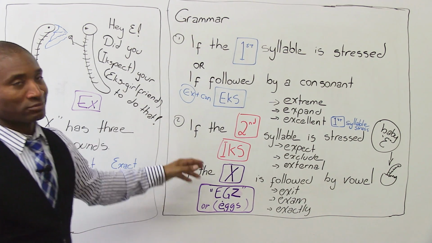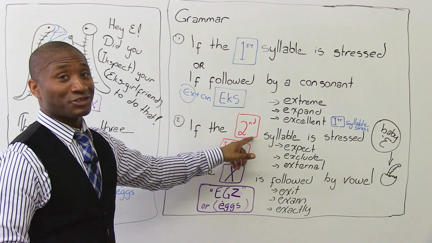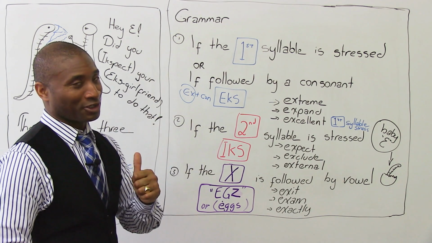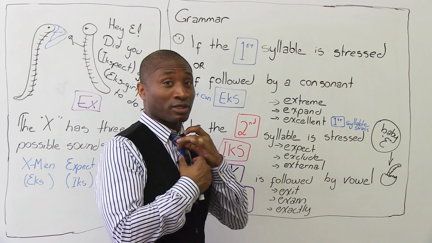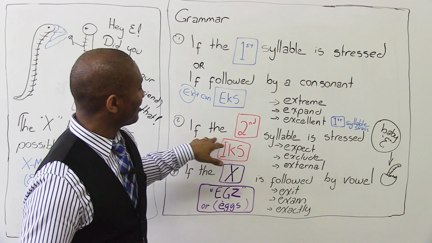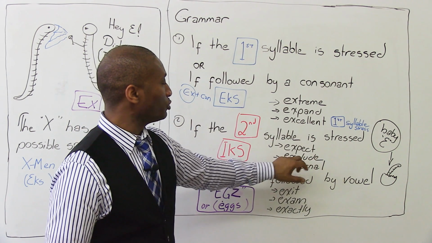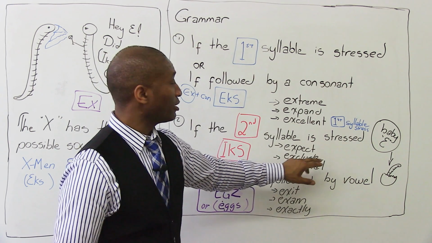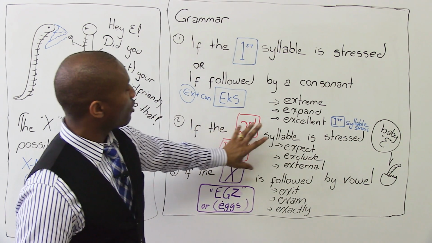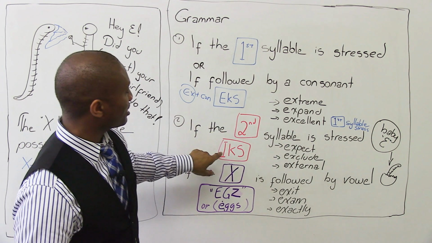Now let's look at the second one. See, smart guy again. Second syllable, number 2. I work at this. I'm a professional, don't try this at home. Okay? The second syllable is stressed. So we look at expect, exclude, and external. All right? And because of that, we say the second syllable, it becomes X.